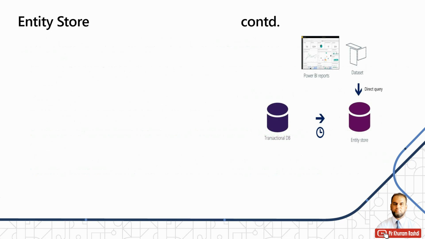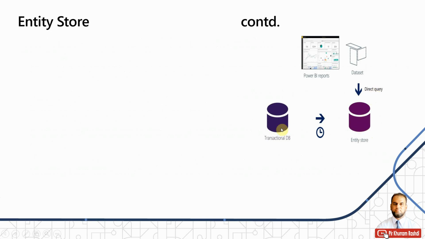Okay, if you see the graph here, what do you see? The transactional DB, which I am calling OLTP in data warehousing concepts, is refreshed to the entity store. All the data, after converting it to de-normalized form, is transformed into the entity store, and then a data set is created within Power BI reports. That data set is basically fetching the data from the entity store using the direct query approach of Power BI.